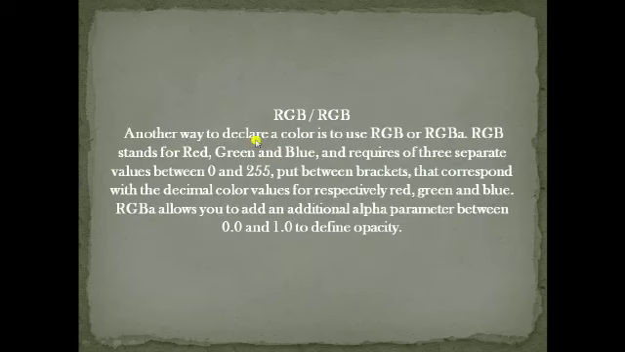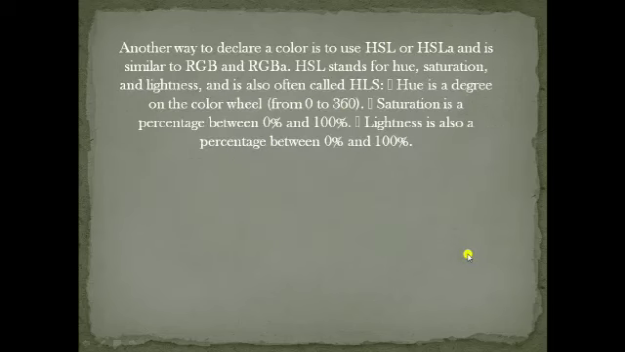Another way to declare a color is to use RGB. RGB stands for red, green and blue, and requires three separate values between 0 and 255 put between brackets, corresponding to the decimal color value for red, green and blue respectively. We have to declare values for all these three colors. RGBA allows you to add an additional alpha parameter between 0.0 and 1.0 to define opacity.